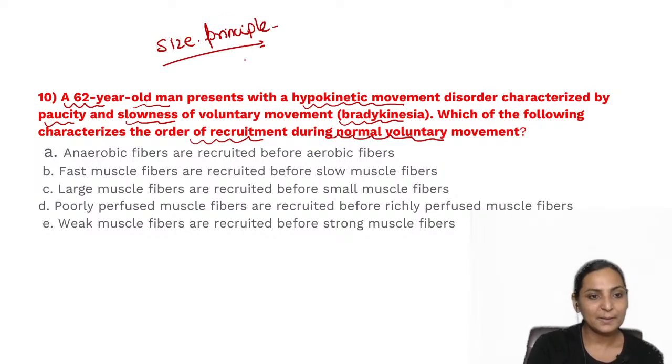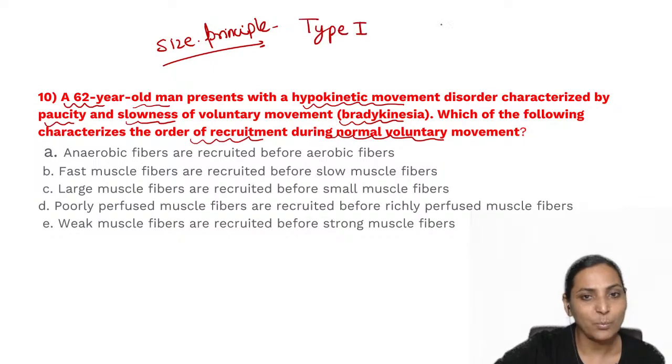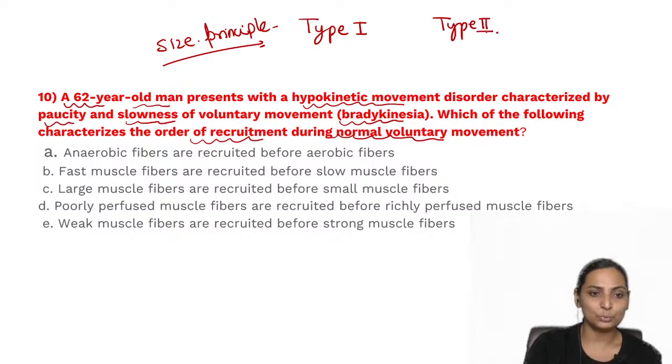So the options are: anaerobic fibers are recruited before aerobic, fast muscle fibers are recruited before slow, large muscle fibers are recruited before small, poorly perfused fibers are recruited before richly perfused fibers, or weak muscle fibers are recruited before strong muscle fibers. That means every time you must remember that the classification of type 1 and type 2 muscle fibers should be very nicely known to me.